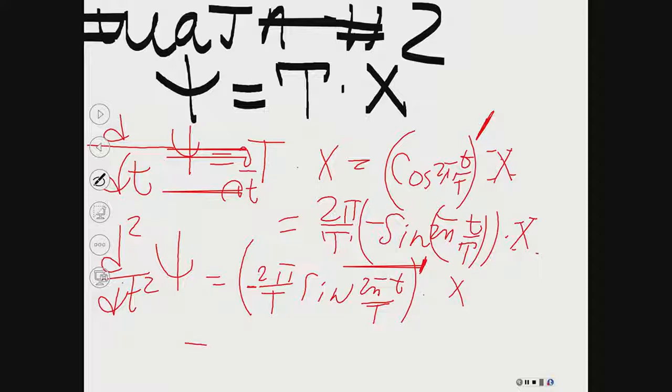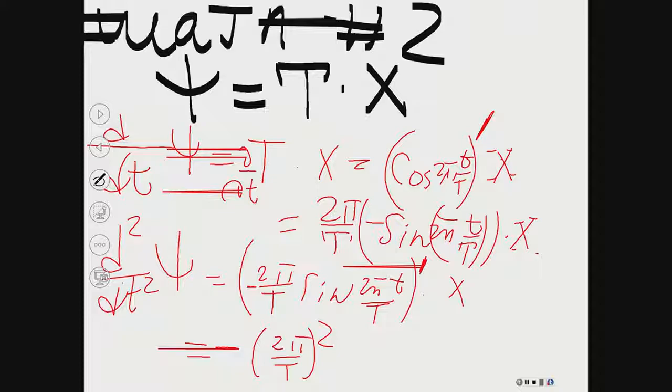And what is the derivative of sine? Cosine, with a plus, right? So we keep the negative, and then we have this 2 pi divided by T squared, because each time you take a derivative, the factors in front of our independent variable float to the front, right? No one is surprised by this.